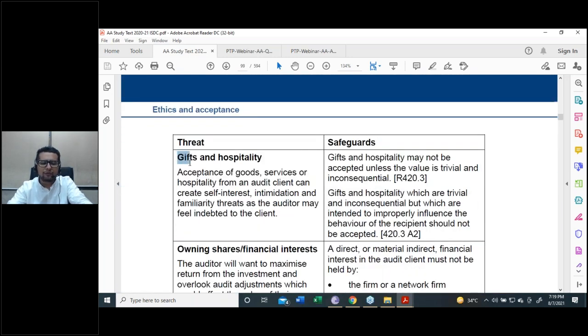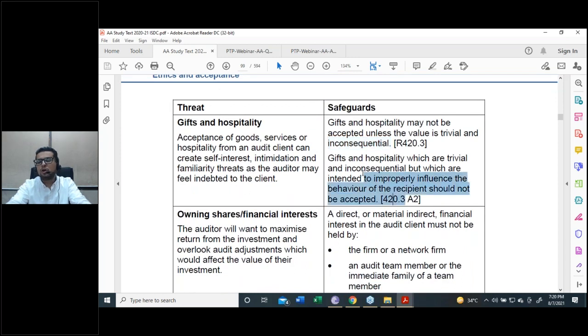For example, your client is offering you gifts and hospitality. Now as an auditor, you have to judge whether that gift and hospitality is trivial and inconsequential. If it is trivial and inconsequential, you have to make sure that it is in the knowledge of the engagement partner or the ethics partner. Once it is in their knowledge, you can accept that. But if that gift or hospitality is not trivial, not inconsequential, rather it is consequential and significant, then what? You are not supposed to accept that, and you have to decline that.